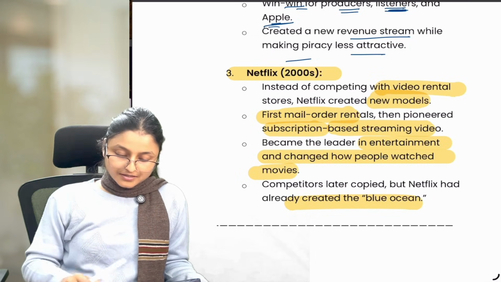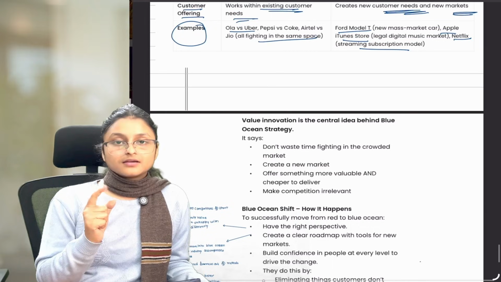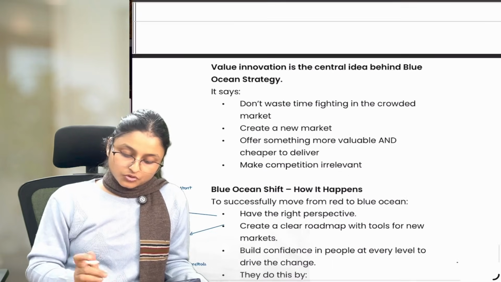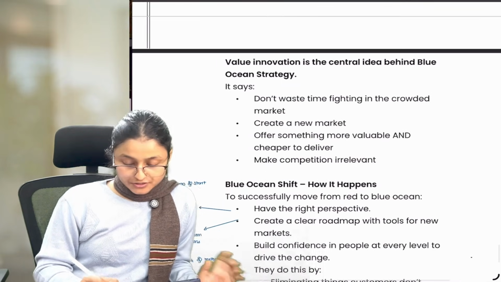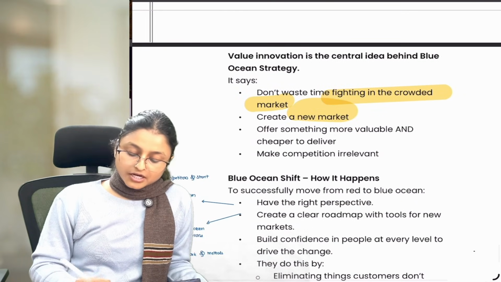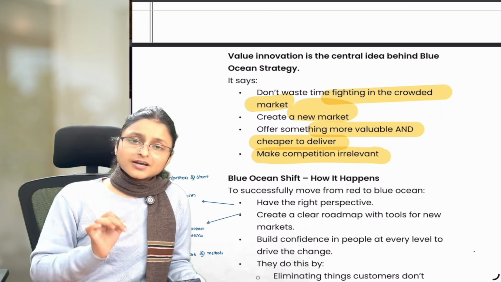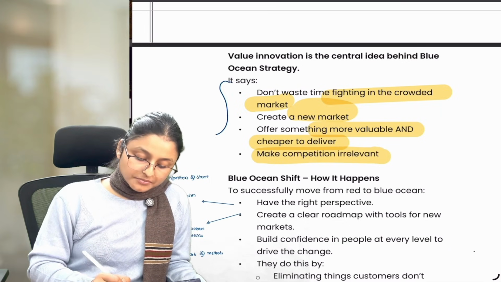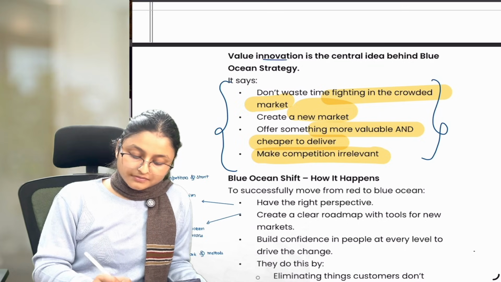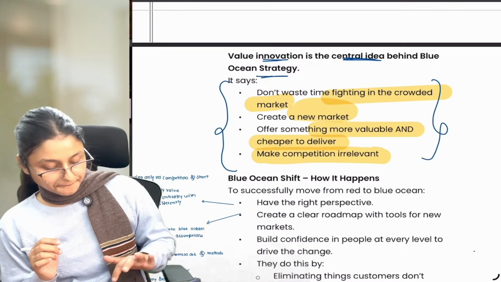Done. So value innovation and blue ocean are talking about the same thing, that we need to not waste time fighting in the crowded market. We need to create a new market, offer something more valuable and cheaper to deliver, and make competition completely irrelevant. Both of them are focusing on the same thing. Hence, value innovation is the central idea behind blue ocean strategy.